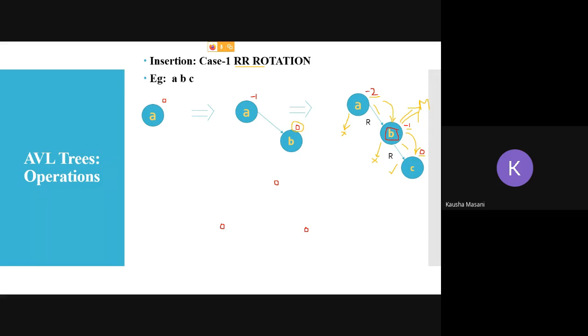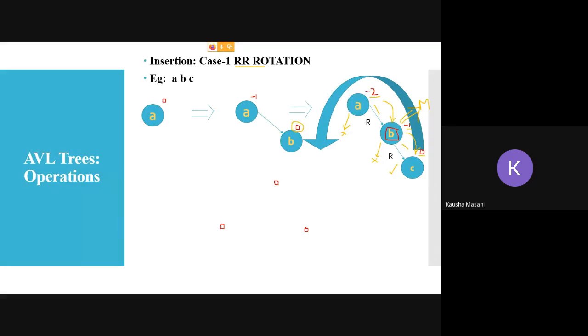Okay, if you don't remember exactly from which node you are going to rotate, then keep in mind, students, that you have to rotate from the median value. So your median value will become your parent node. Median value out of these 3 is B. So you'll rotate from here, and it is RR rotation. So you're going to rotate on the left side.